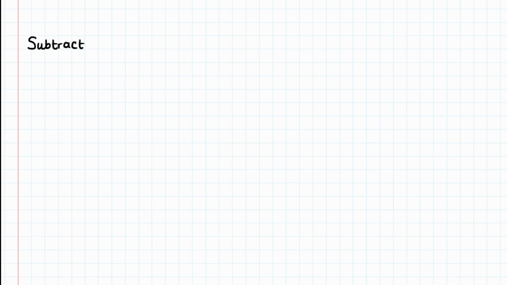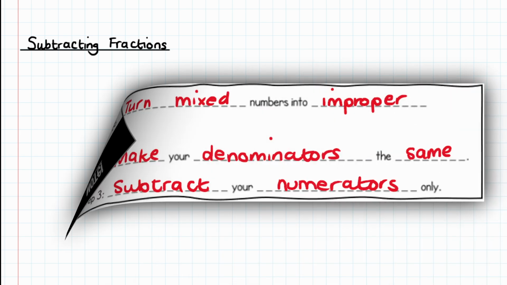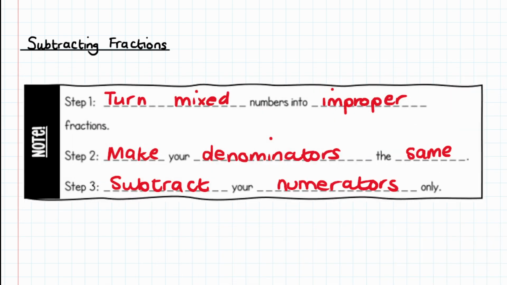Now let's look at how to subtract fractions. Take note of the following steps. We begin by turning mixed numbers into improper fractions, and then we make our denominators the same. It is interchangeable, which means that you could begin by making the denominators the same and then turning your mixed numbers into improper fractions, but I prefer following this process. Lastly, you are going to subtract your numerators only, and of course, simplify where necessary.